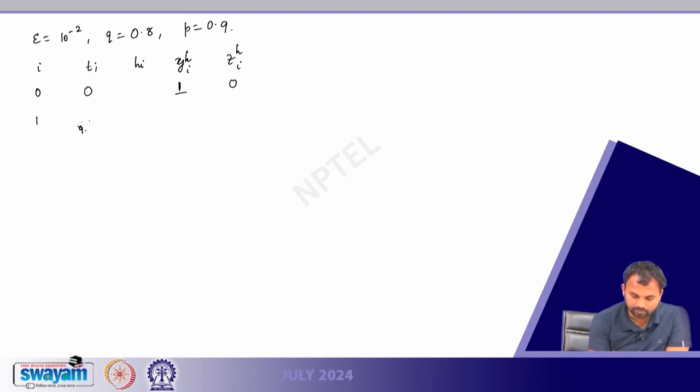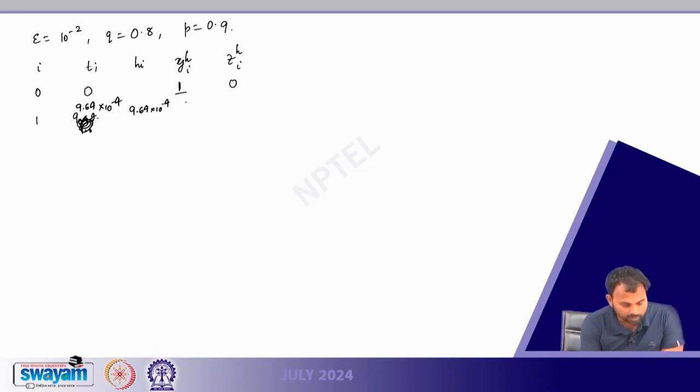So 9.64, then 10 to the power minus 4, then our h will become again 9.64 into 10 to the power minus 4, our y will become 0.999 and z will become 0.00814. Similarly, we can keep on computing the values, and you can go up to i equals 20.